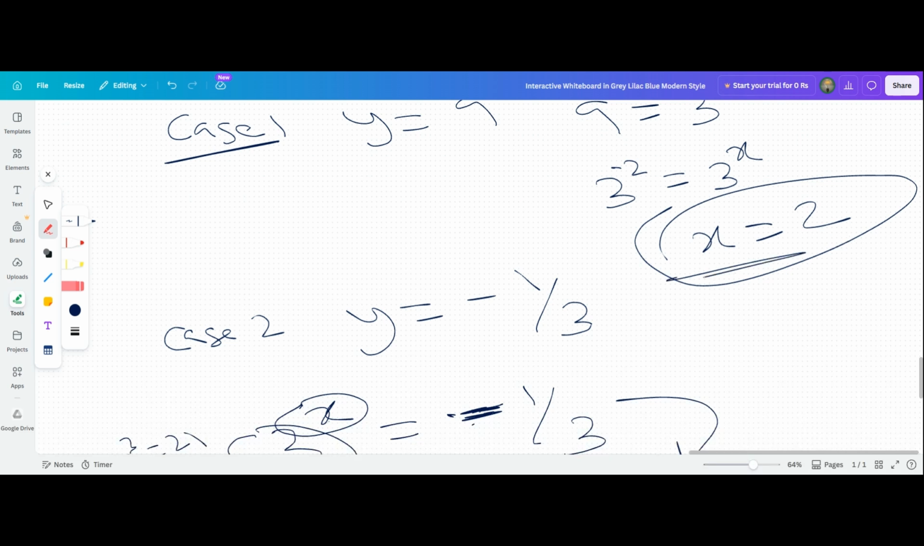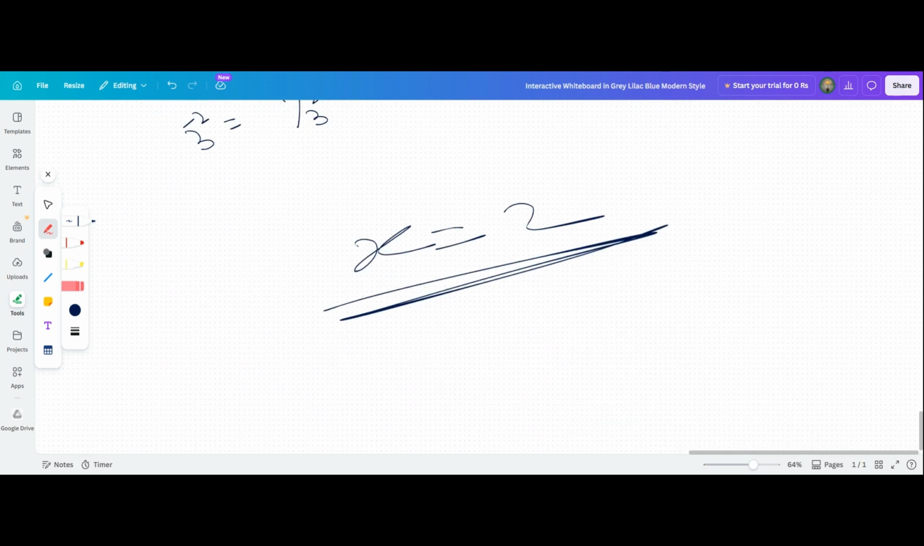Here you see, big x is equal to 2. That is the answer. So I hope you understood.